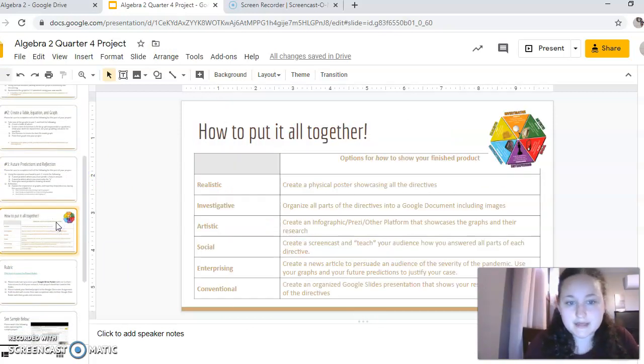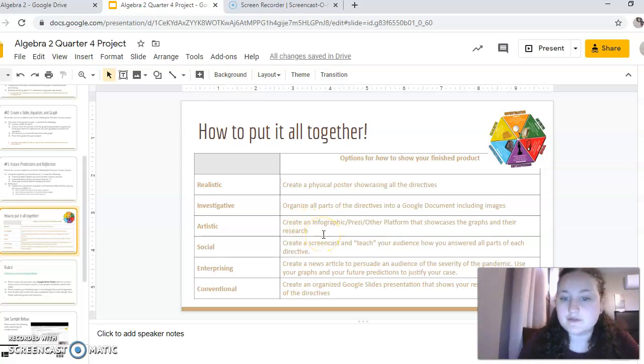Then I want you to put it all together, okay? So you're going to choose one of these methods and how you want to create your project. So realistic is creating a physical poster. So if you have paper or a poster board at home, you're going to put all your information on a poster and then send me a picture of that. Investigative is you're just going to create a Google Doc and you're going to organize all parts and images in the Google Docs, make it really nice and neat. Everything has right titles.